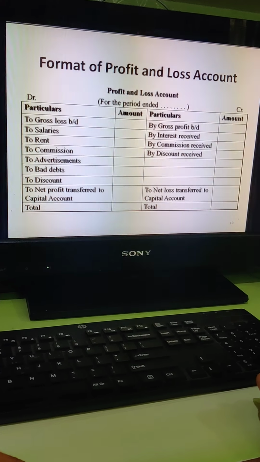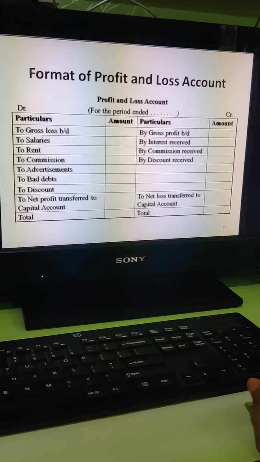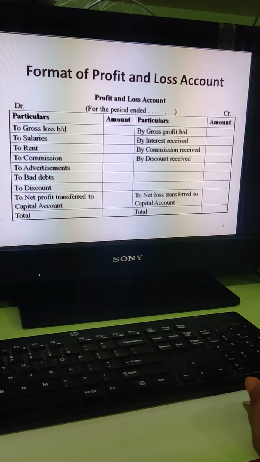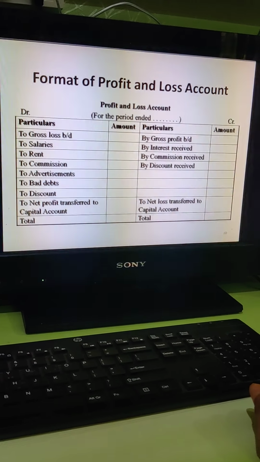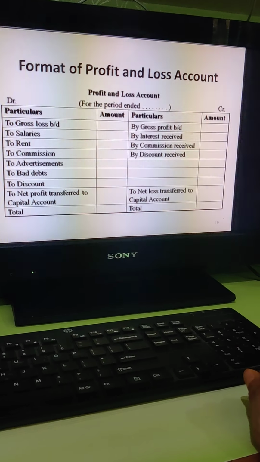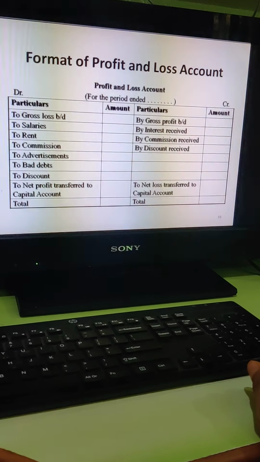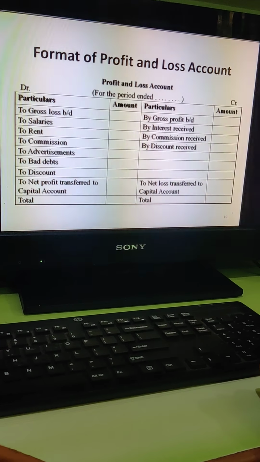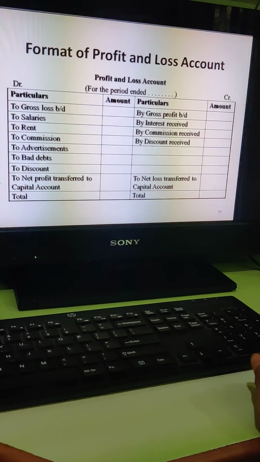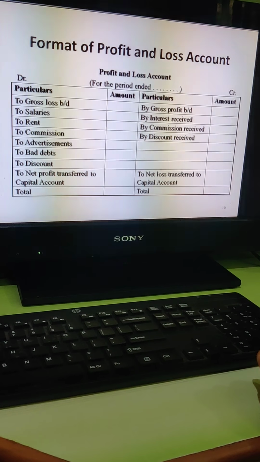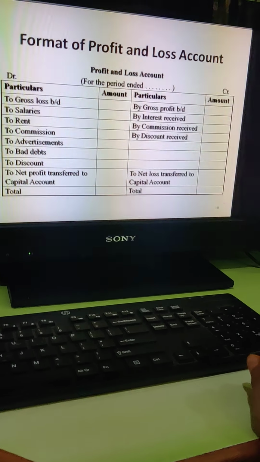On the debit side, we have all indirect expenses. Indirect expenses mean expenses which are indirectly related to the maintenance of the business or the operation of the business. For example, salaries, you pay salaries to the employees. You may pay some rent, commission. You may spend on advertisements to expand your business. You incur certain losses in the form of bad debts. You may give or extend some kind of discount to your customers, which is also a business loss.